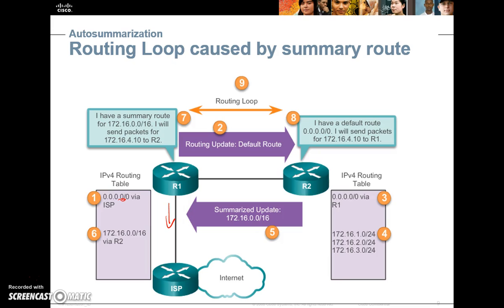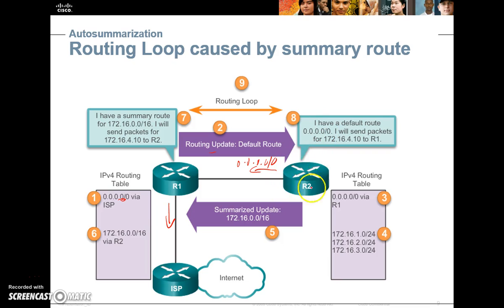Next, R1 sends a routing update to R2, telling R2 that I have a default route. So now R2 creates a default route, 0.0.0.0/0, and it will point to R1.